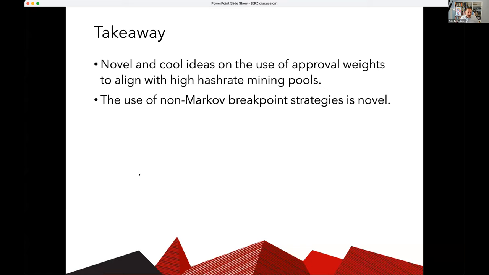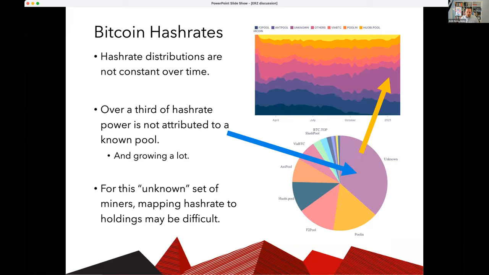I think our framework is valuable for asking these questions, and I'd love to do a version of this paper where mining power is unobservable. We're just not there yet. And that's all I'll say. But again, it was a fantastic discussion.